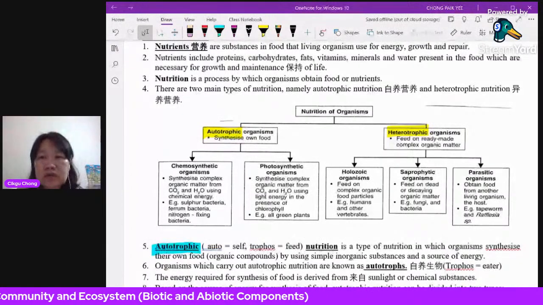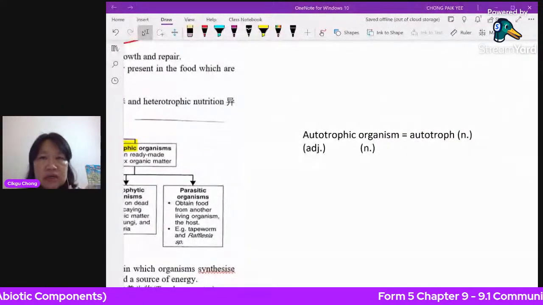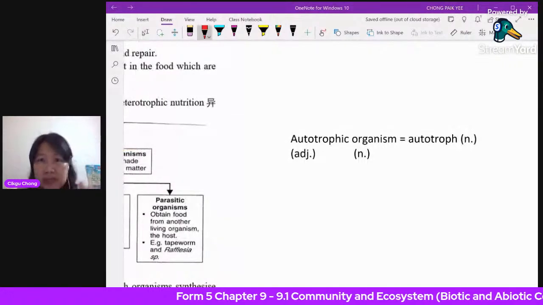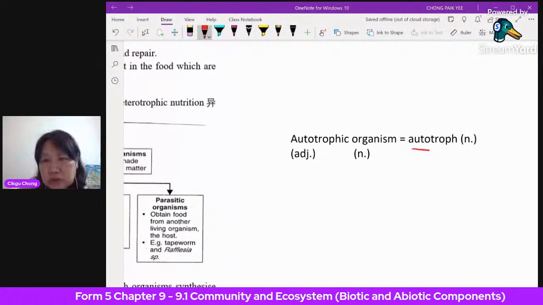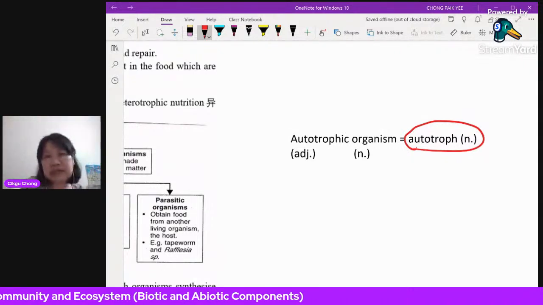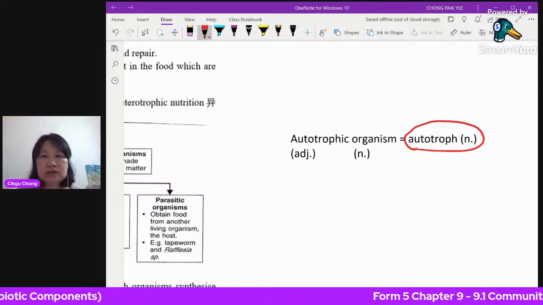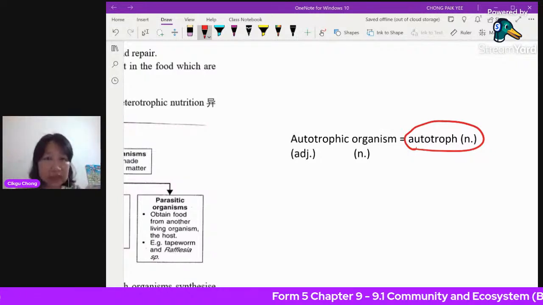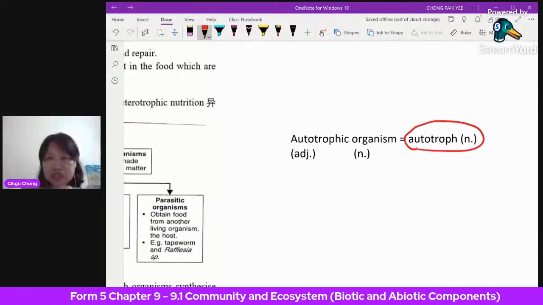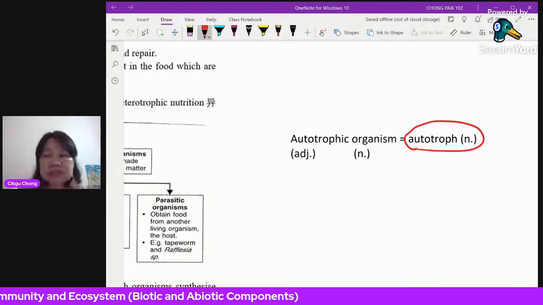I want to clear the air. When you talk about the organism itself, you can just use the word autotroph. Green plants are autotrophs. That's correct, you're talking about a noun, the thing itself. So this plant is an autotroph, or this bacteria is an autotroph. Full stop, enough. You can just say autotroph.